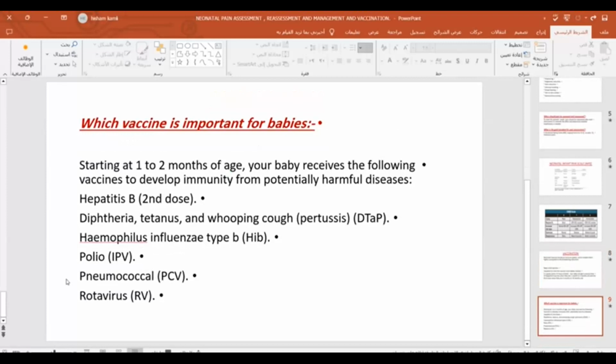Which vaccines are important for the baby starting at 1 to 2 months of age? Hepatitis B second dose, diphtheria, tetanus, and whooping cough, Haemophilus influenzae type B, polio, pneumococcal vaccine, and rotavirus vaccine.